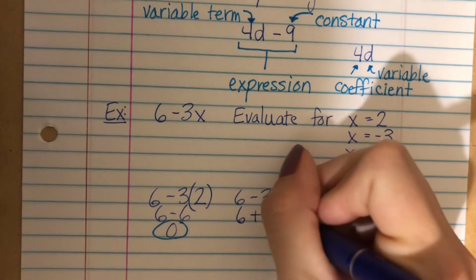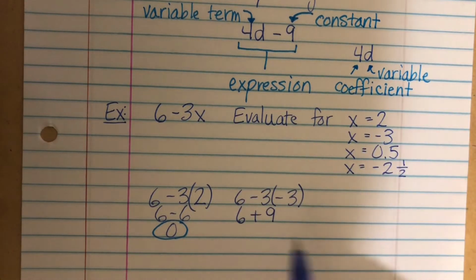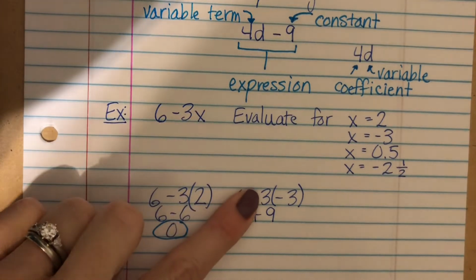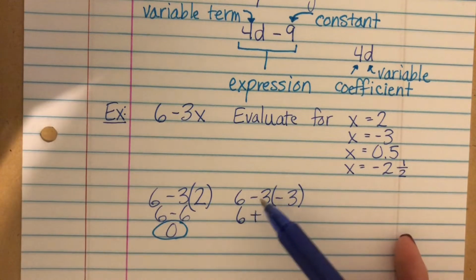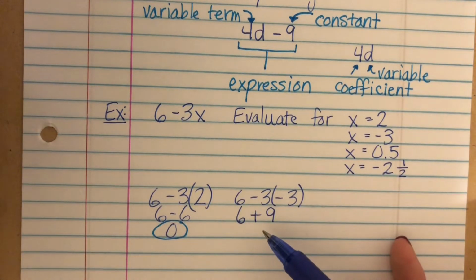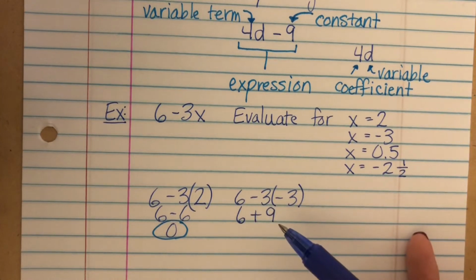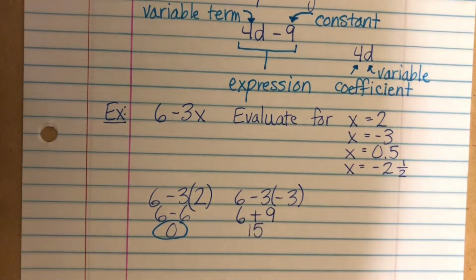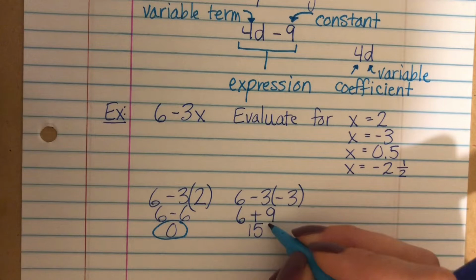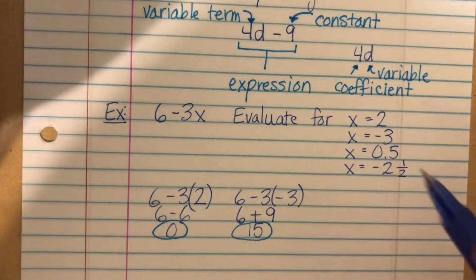So positive 9. Now you've just saved yourself a step, because if you ignored the subtraction sign and you did 3 times negative 3, that'd be negative 9. So you'd be subtracting a negative 9, which is the same as adding. So you saved yourself a step, and we want these things to be nice and clean. We don't want a bunch of symbols if we don't need them. So subtracting a negative is a lot of symbols. You'd have to have parentheses there. It's messy. So let's just keep it simple. All right, so that one is 15. Let's try 0.5.